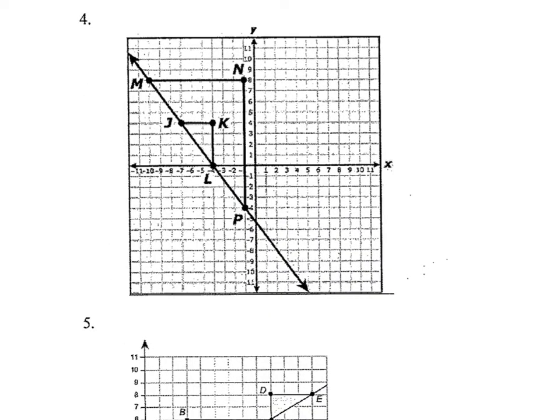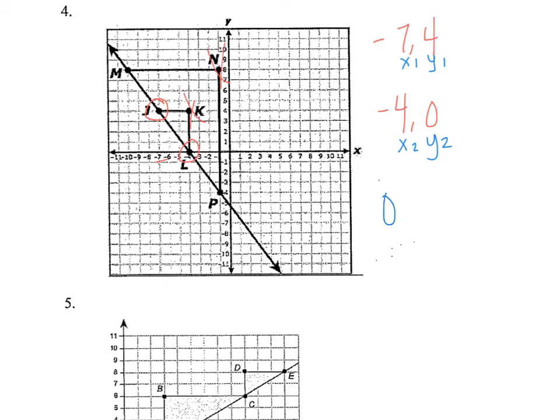On number 4, again, I would use, remember what's off limits? These are off limits, but you can use J and L because those would be the smaller ones. That would be easiest. So J is at -7 and 4. And L is at -4, 0. So we label it X, Y, X, Y. This can be my 1s, my 2s, and same formula. Y2 minus Y1 over X2 minus X1.